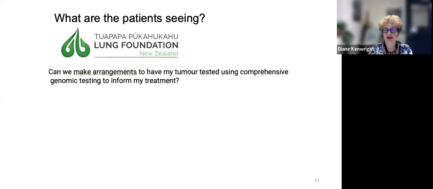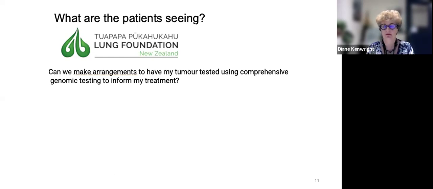what the patients see when they get diagnosed with lung cancer. So when they get diagnosed with lung cancer, they want to find out more about it, and they go to the Lung Foundation, and there's a list of questions that they should ask their doctors, and this is one of them. Can we make arrangements to have my tumor tested using comprehensive genomic testing to inform my treatment?